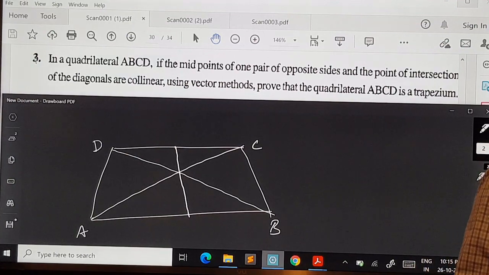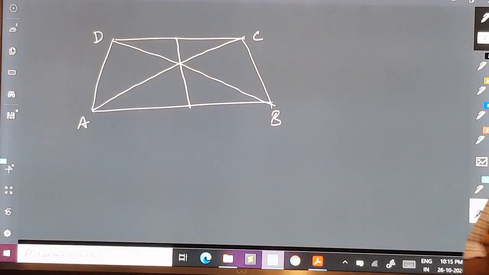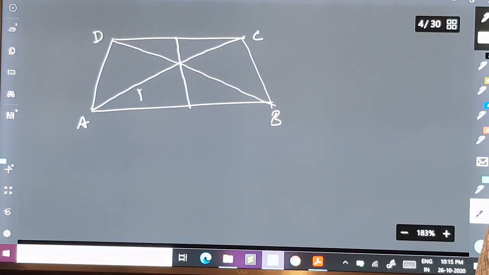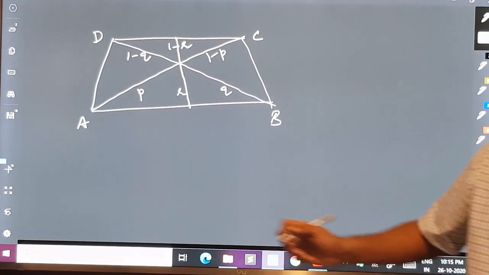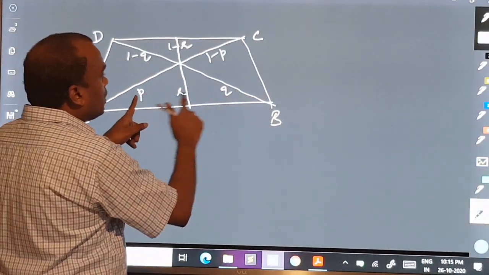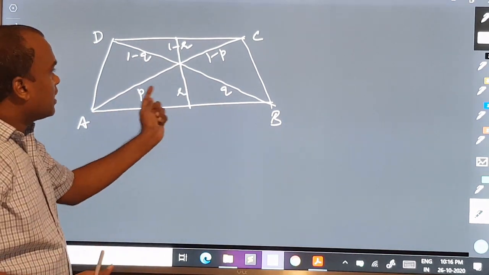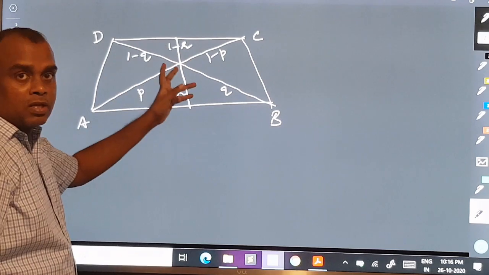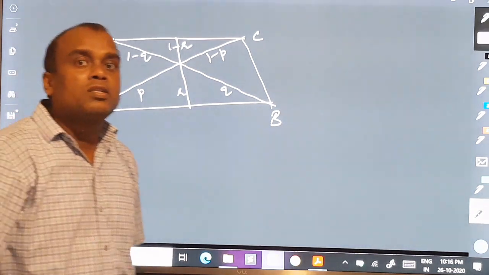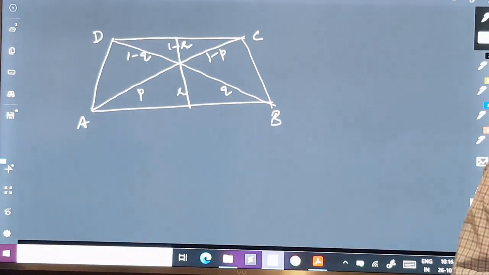Now for that, what we are going to do is, I assume these ratios to be like this: P is to 1 minus P, Q is to 1 minus Q, and R is to 1 minus R. That is how I am going to assume the ratios. Now the idea is to prove that all these three ratios are equal. Once I get that all these ratios are equal, obviously from the SAS axiom I can show that the triangles are similar. So this is what I am going to do.